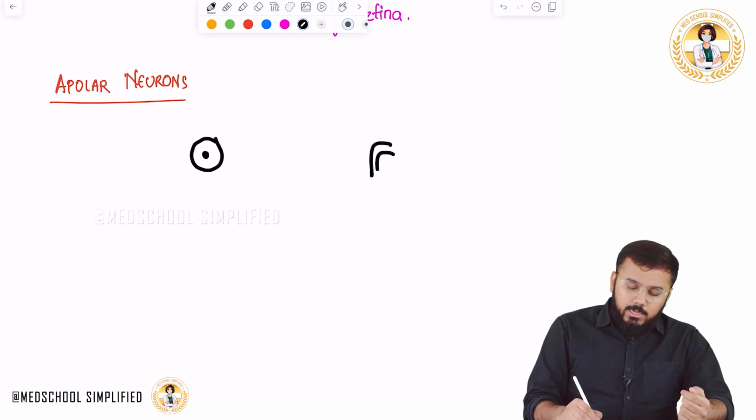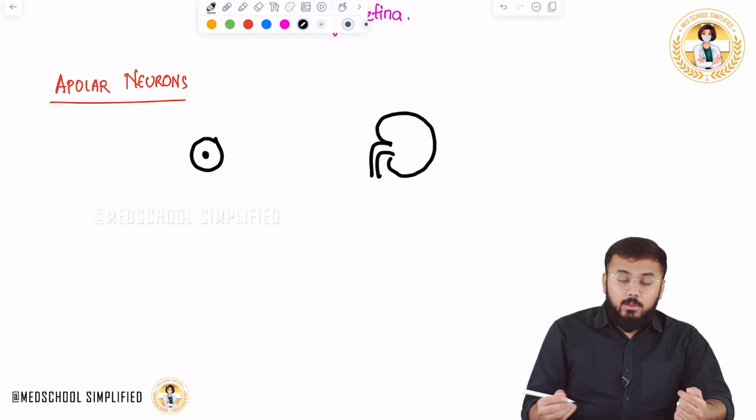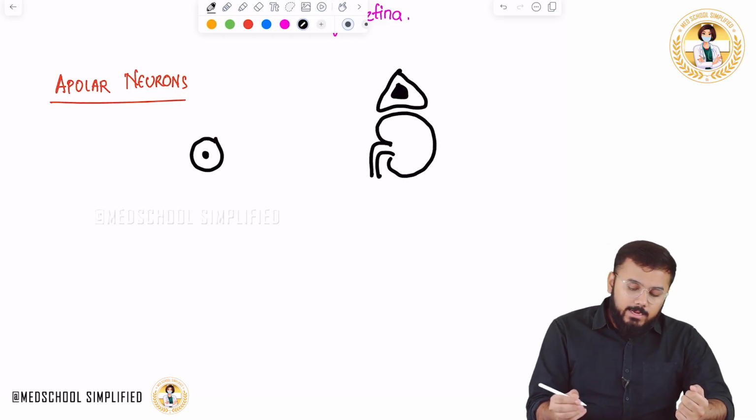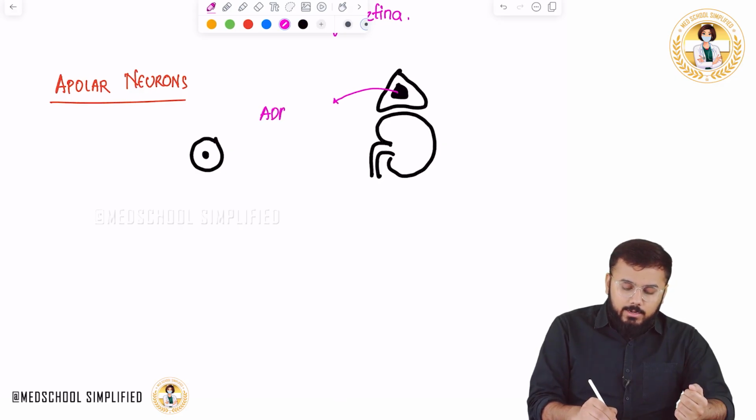For example, let us say this is your kidney, right? On top of the kidney, you have a structure. This structure is called your adrenal gland. And the center part of the adrenal gland is called your adrenal medulla.